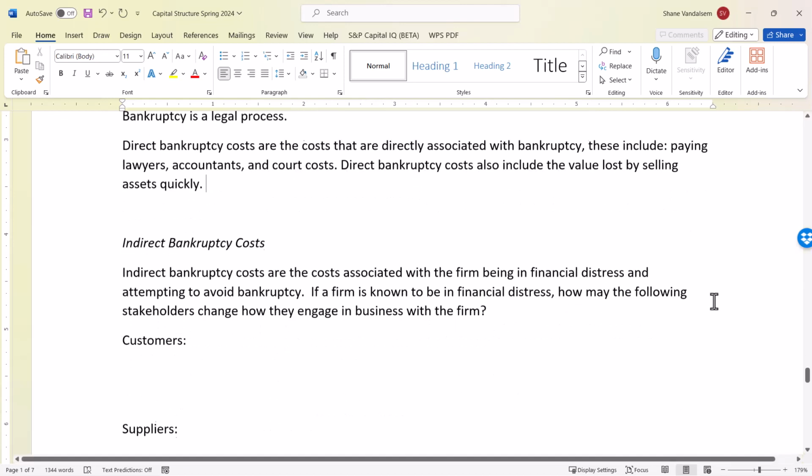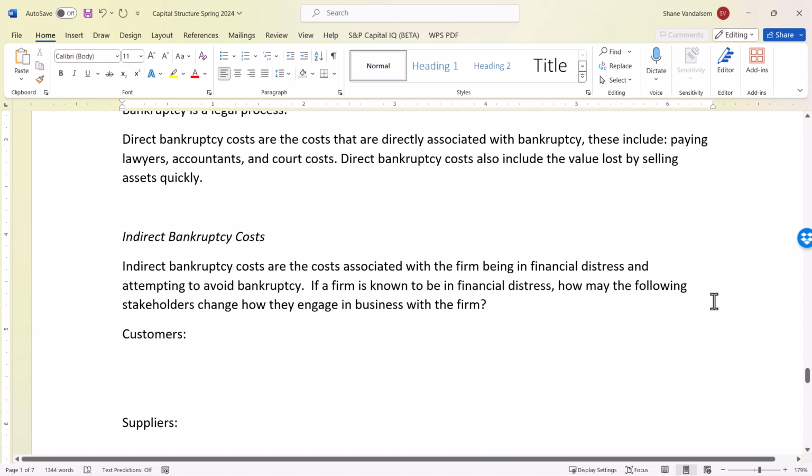The indirect bankruptcy cost can actually be much greater than the direct bankruptcy cost. The indirect bankruptcy costs are the costs associated with the firm being in financial distress and attempting to avoid bankruptcy. If a firm is known to be in financial distress, how might the following stockholders change how they engage in business with the firm? So I mentioned before customers. In a lot of cases, the customers don't care that the firm's in financial distress unless it's a situation where there needs to be a continuing relationship with the business.